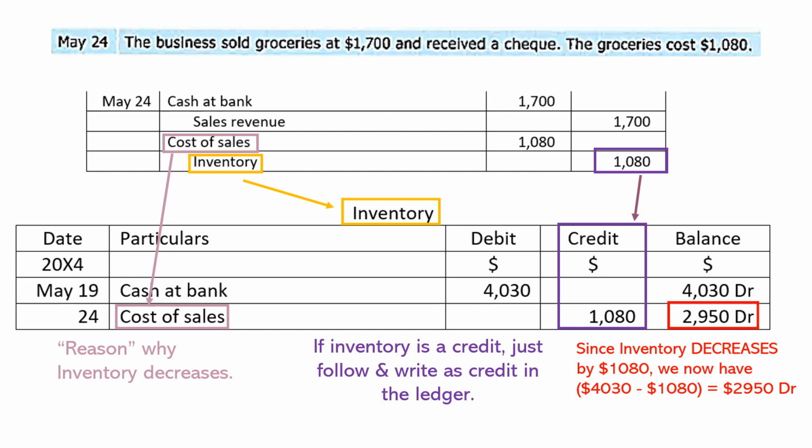So now all we have to do is, originally we had $4,030 a debit balance. We have removed $1,080 because we have done some sales and we have to take our inventory out for the sales. So that's why 4,030 minus 1,080, we have now 2,950, $2,950 debit. All right. So I hope that that has clarified a little bit about how transactions relate to journal and how journals relate to ledger.